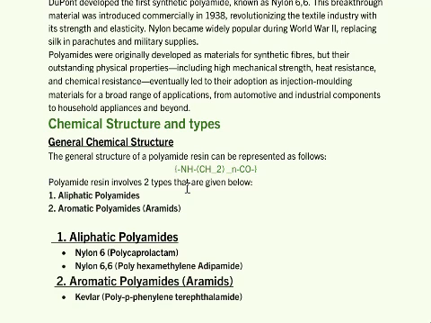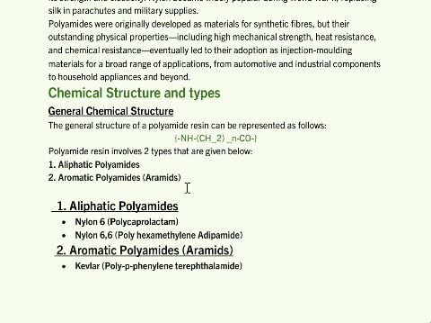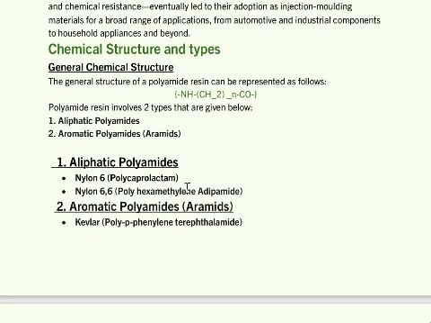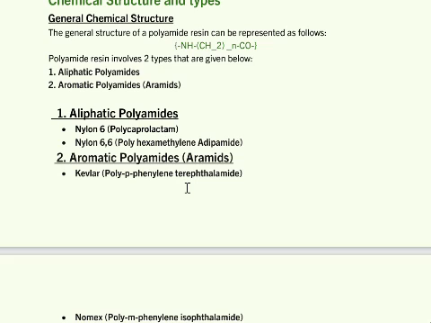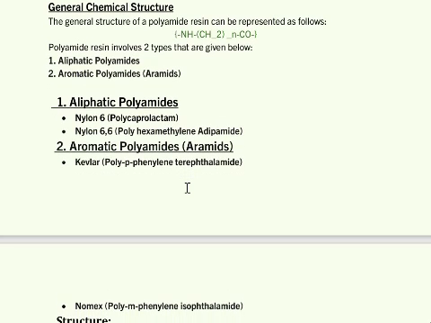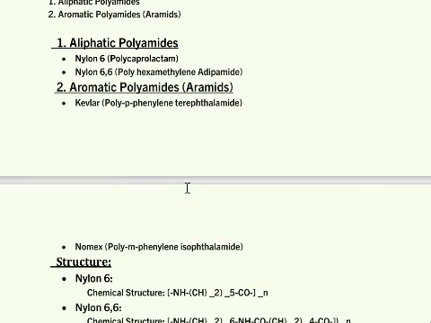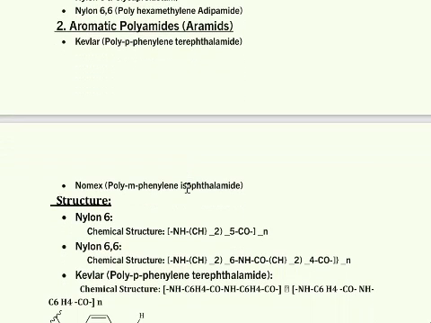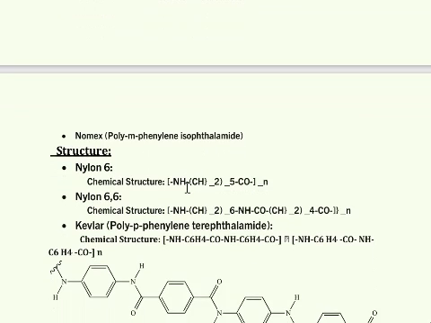Discussing the types, polyamide resin involves two types that are given below. One is the aliphatic polyamide and the other is aromatic polyamides. Aliphatic polyamides are the simpler ones, while the aromatic polyamides contain a ring in their structure. Examples of aliphatic polyamides are nylon 6 and nylon 6,6, while the aromatic polyamides are Kevlar, poly phenylene terephthalamide, and Nomex, poly meta phenylene isophthalamide.